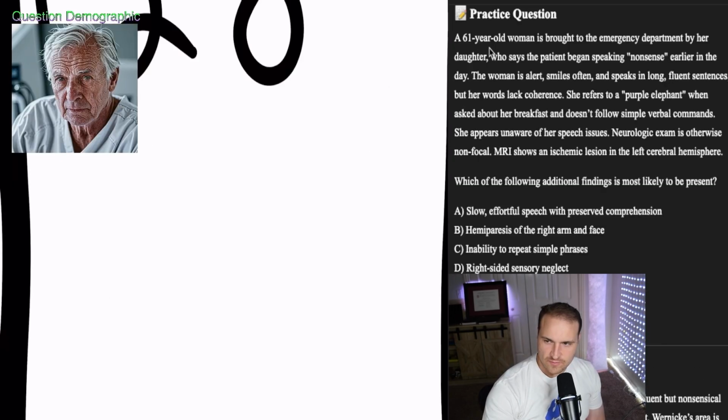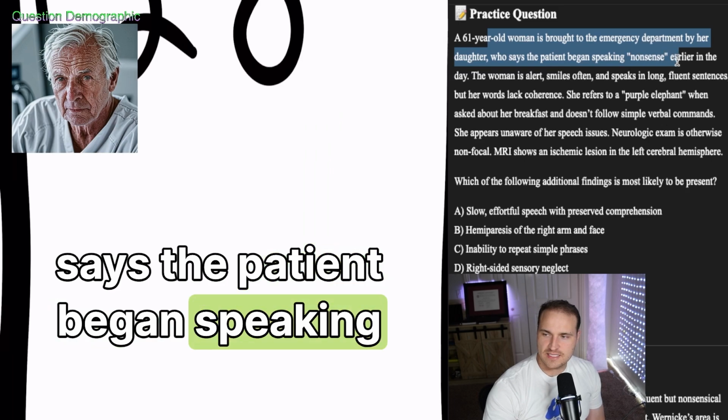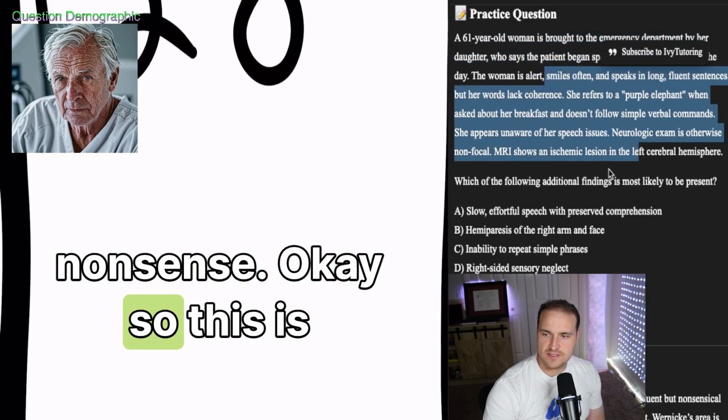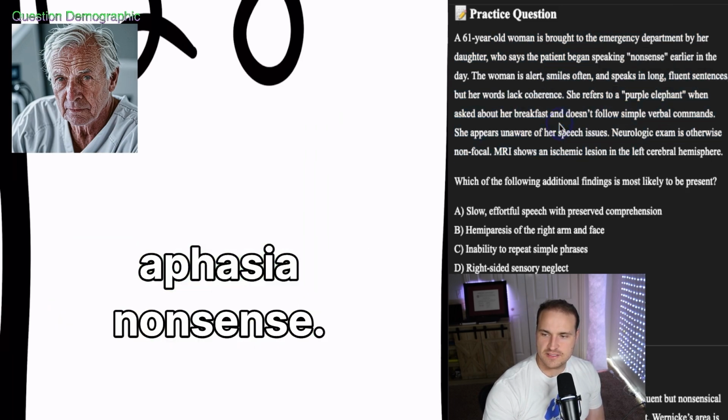Next, we have a 61-year-old woman. It could also be a man, so I've drawn a man there. Brought to the emergency department by her daughter, who says the patient began speaking nonsense. Okay? So this is probably going to be Wernicke's aphasia, nonsense.